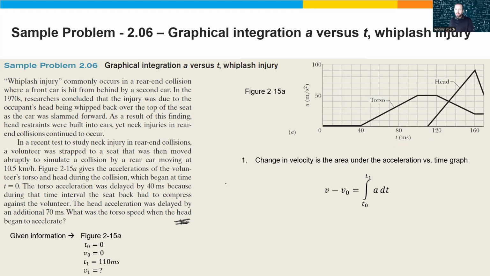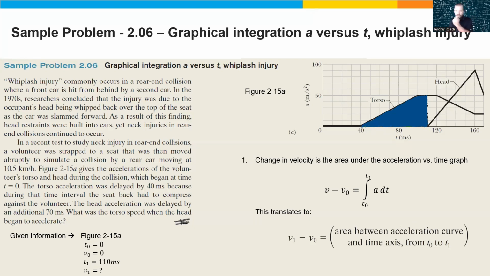So we're going to write this integral formula. The change in velocity is the area under the acceleration versus time graph. So the formula is: the velocity minus the initial velocity is the integral of acceleration. This basically just means that our velocity minus our initial velocity is the acceleration area between the initial time and the first time.